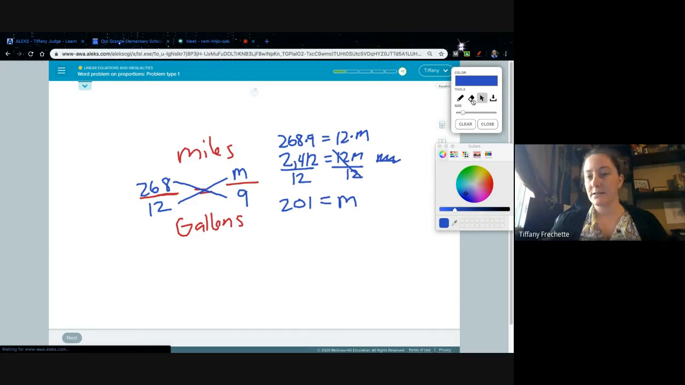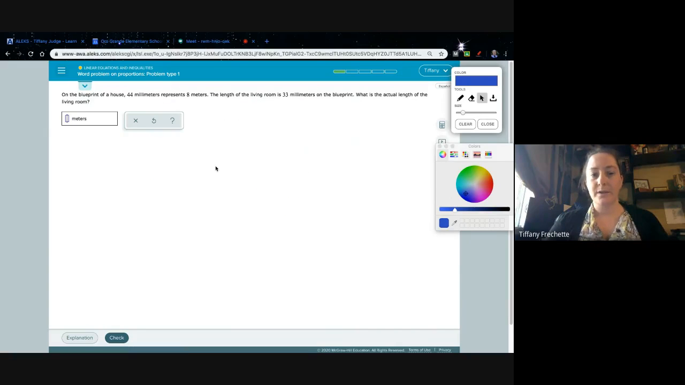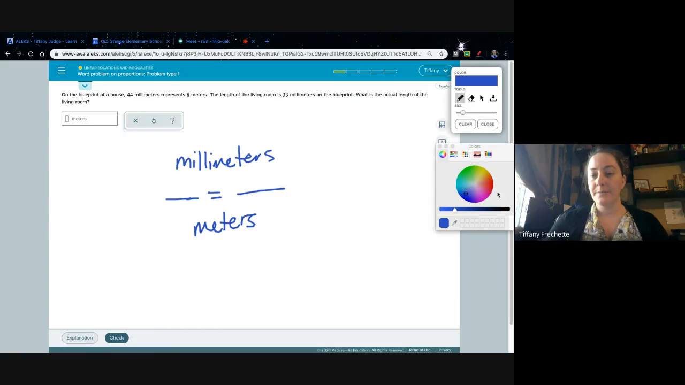All right, next. Clear. So let's go ahead and do the same thing. On the blueprints of a house, 44 millimeters represents 8 meters. So as soon as I read that first sentence, I know I can separate it out. I have millimeters and I have meters. And I'm going to have two proportions. We need two proportions in order to cross multiply and solve.